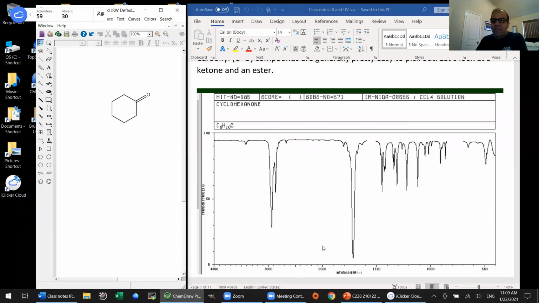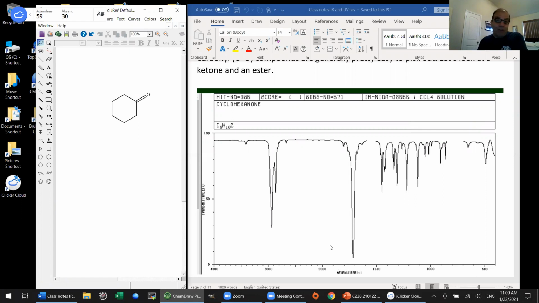And regardless of the type of carbonyl compound, whether it's a ketone, an aldehyde, a carboxylic acid, an ester, whatever it may be, they're all round and about 1700 wave numbers for the CO stretch. Some of them might go as high as 1800. How can you tell ketone versus aldehyde? Well, the aldehyde will have the aldehyde CH stretch, and the ketone will not.